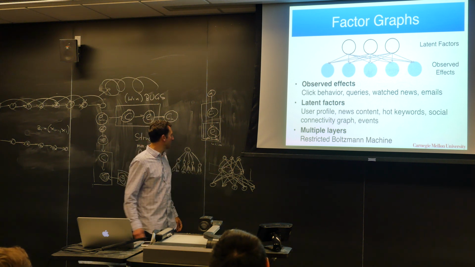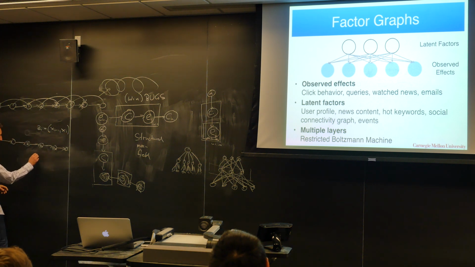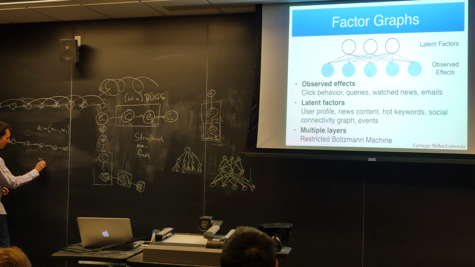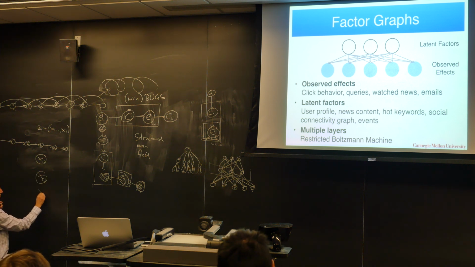Right. So how would you draw that in plate notation? Well, you could, for instance, have x_1i, x_2j, x_3k. Now I need a whole lot of them.